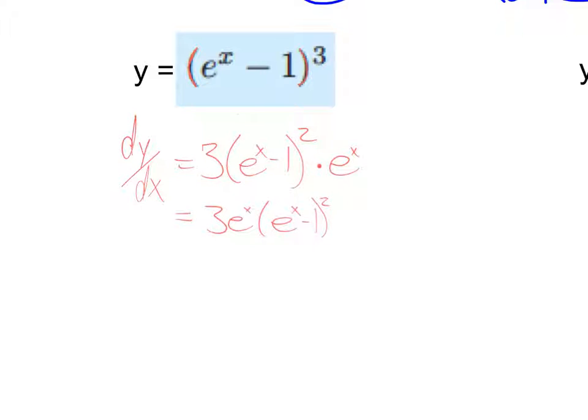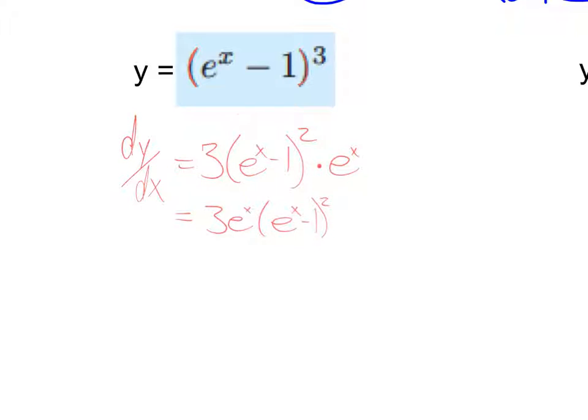Wait, so why are you saying that? Why are we looking at whether it can be 0 at any point? I'm just trying to preview what we're going to do in the future, setting these equal to 0 and finding those values of x. This, because of the asymptote, will never equal 0. This, though, to make the whole parentheses 0, the e to the x would have to equal 1.